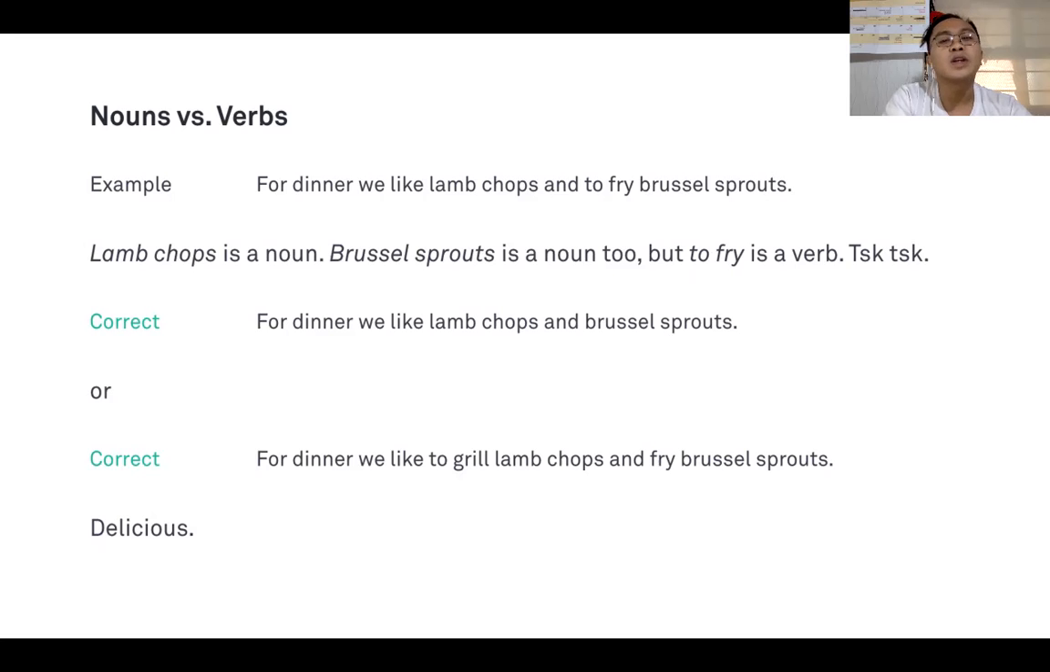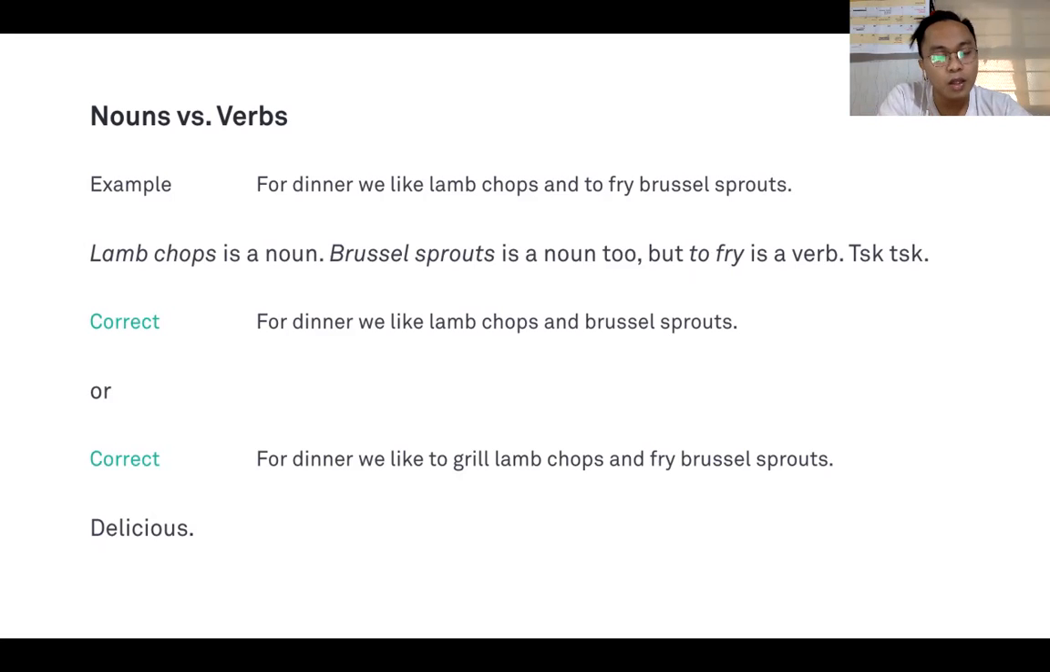Sabihin natin, for dinner, we like adobo and to fry eggs para mas madali nating matandaan, maintindihan. So let's say adobo. So adobo is a noun. But to fry eggs, yung egg, it is a noun too. Pero yung to fry, it is a verb. Okay? So, hindi siya balanse. So, pwede nating gawin is for dinner, we like adobo and fried eggs. Or we can also say for dinner, we like to cook adobo and fry eggs.